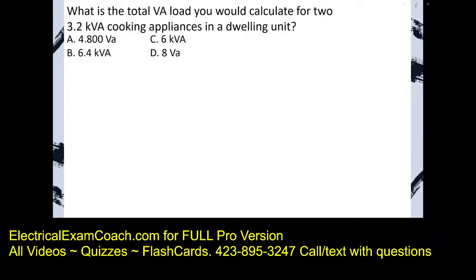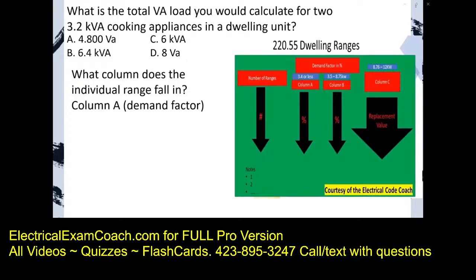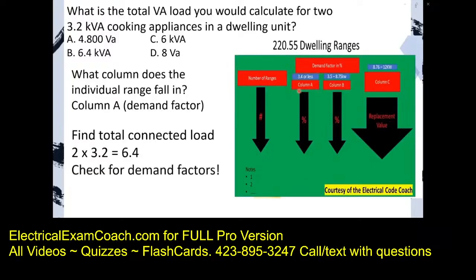What is the total connected load you would calculate for 2 3.2 kVA cooking appliances in a dwelling unit? First question we're going to ask is, what column does our individual range fall in? Ours falls into column A. Now let's find our total connected load. We take and multiply it out, and we end up with 6.4. Now let's check for demand factors.